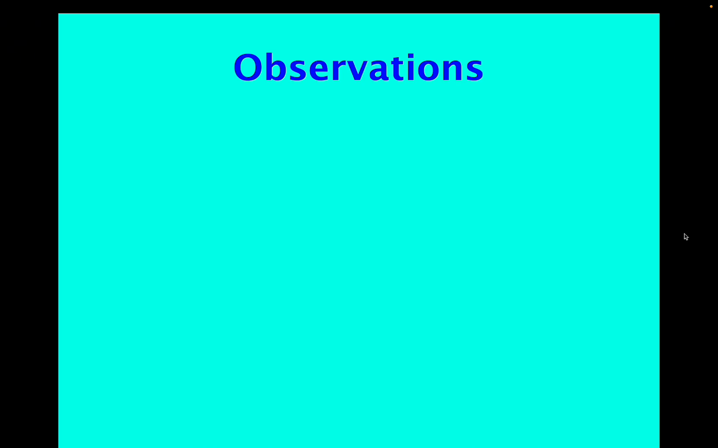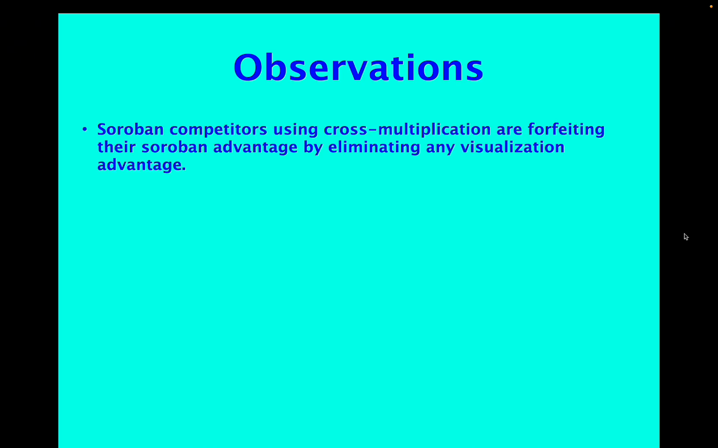Okay, so what have we learned from that model and from those observations? If you are a Soroban competitor and you are using single-digit cross multiplication, you are forfeiting your Soroban advantage. There is no visualization required for single-digit cross multiplication, and so your Soroban training is not directly providing any sort of benefit in solving the multiplication question.